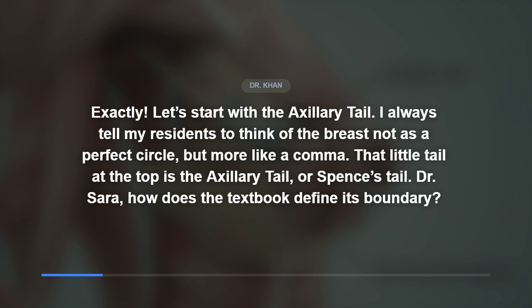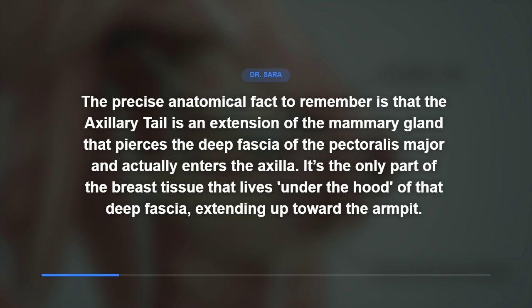Exactly. Let's start with the axillary tail. I always tell my residents to think of the breast not as a perfect circle, but more like a comma. That little tail at the top is the axillary tail, or Spence's tail. Dr. Sarah, how does the textbook define its boundary?